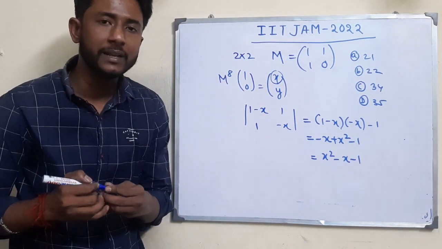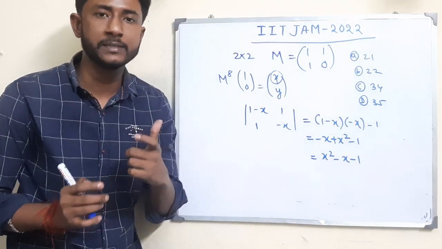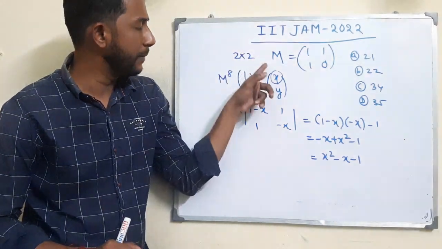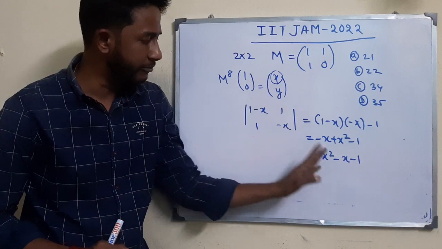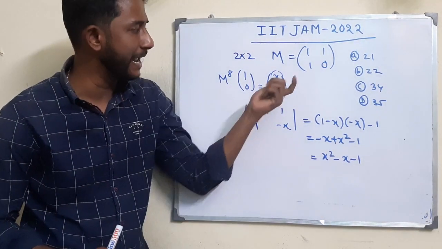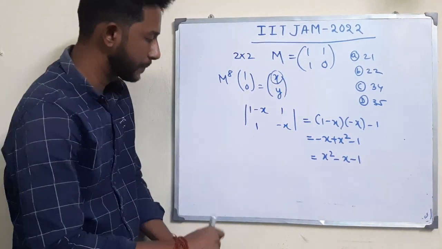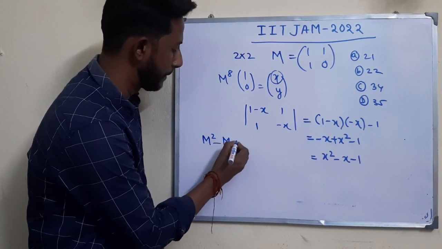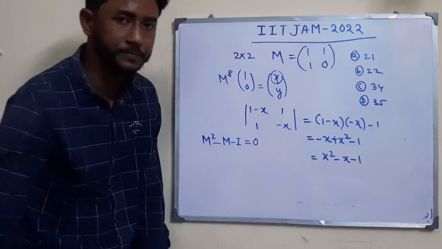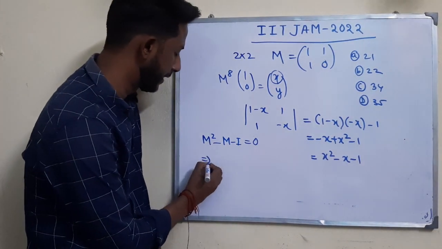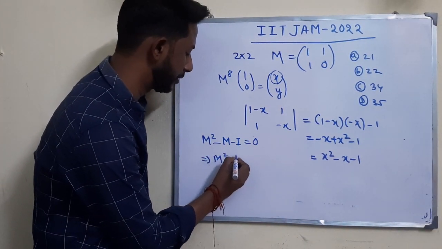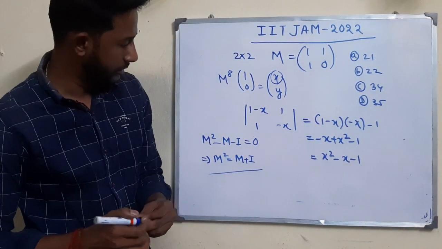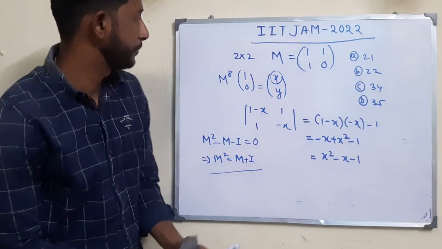Now we know that any square matrix satisfies its characteristic polynomial by the Cayley-Hamilton theorem. So M is a square matrix whose characteristic polynomial is this. So I can say that M satisfies this polynomial. So M square minus M minus I would be equal to 0. So from this I can say that M square is equal to M plus I. Very easy. So till now we got the value of M square, right?